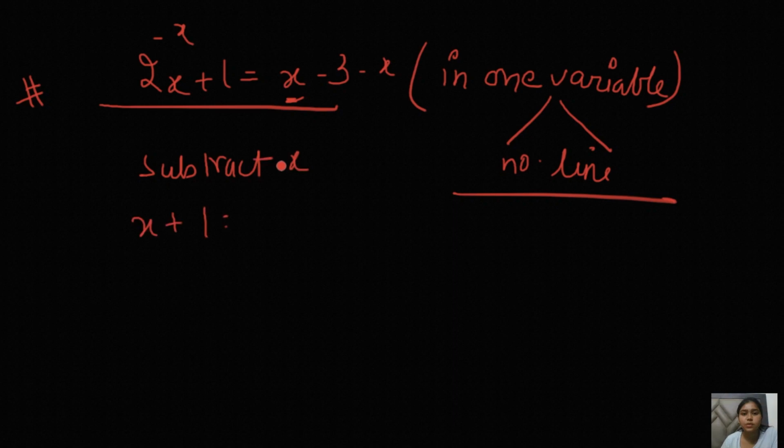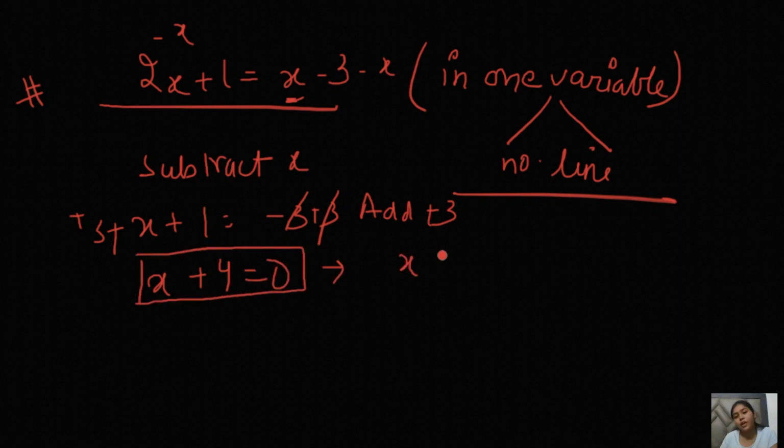Now we have to eliminate this term also, so we'll add 3 to both sides. When we add 3, it cancels out, and what we get is x plus 4 equals 0. This is the equation we get, right? From this equation we just have to find the value of x, that is x equals minus 4.